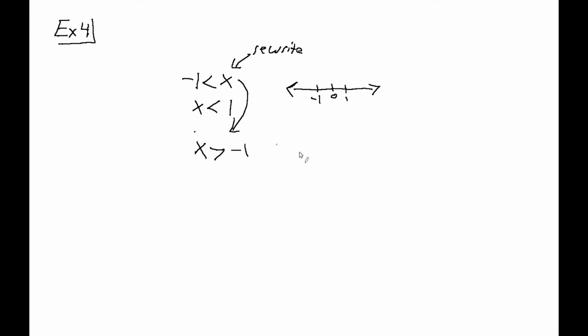Let's move on to number 4. Say we have negative 1 is less than x, or we have x is less than 1. So let's draw this number line. Let's find out where the negative 1 is and x. You can also rewrite it as x is greater than negative 1. So basically saying x is bigger than negative 1, or we can say negative 1 is smaller than x. Both of these are the same. They're just saying the same thing, but in a different manner.